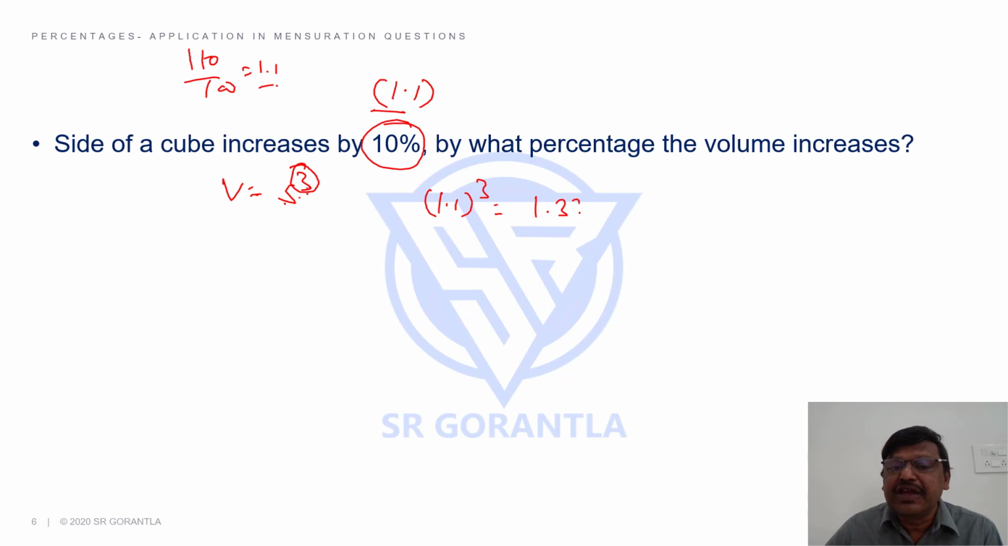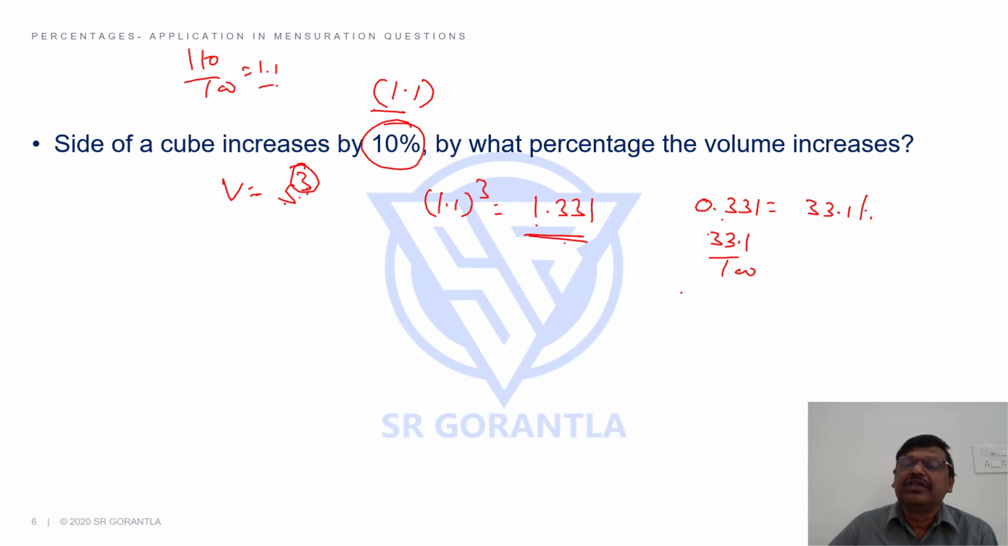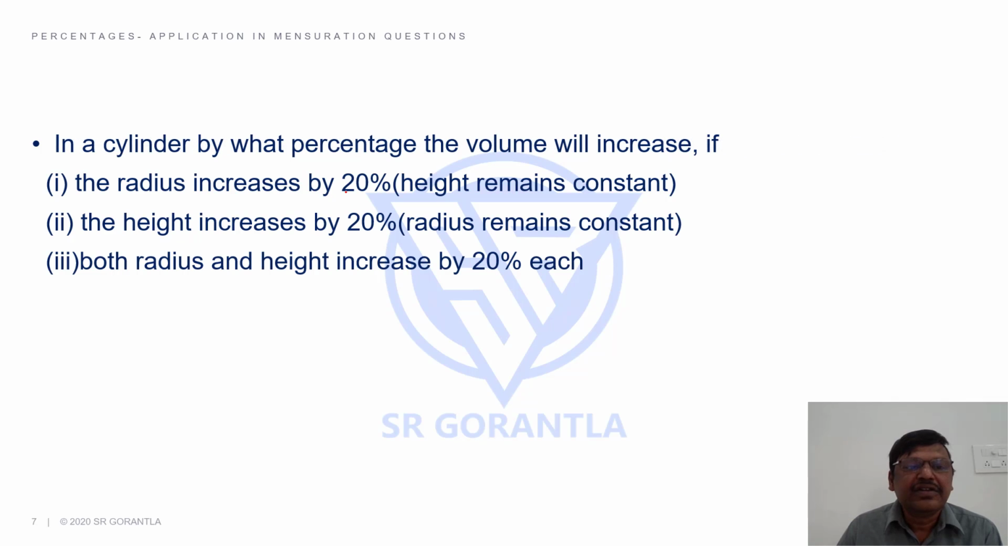It is 1.331. If it is 1.331, what is the increase? 0.331. 0.331 is nothing but 33.1%. Why? 0.331 is 33.1 by 100, I can say, if I multiply. So it is 33.1%. Direct shortcut, that's what I'm saying. You should use this shortcut. You can't write an example every time and all that.